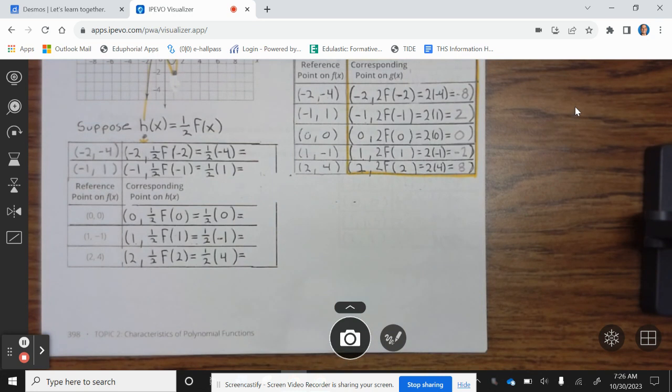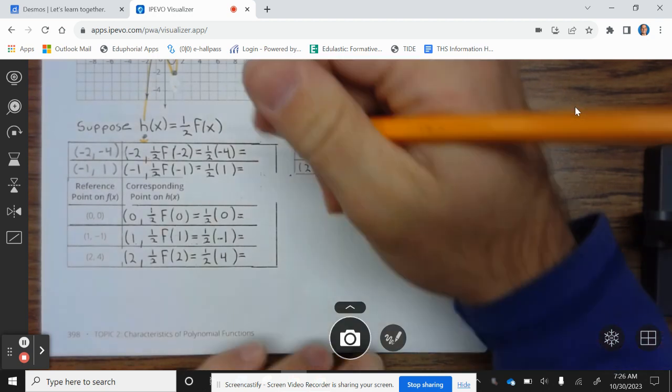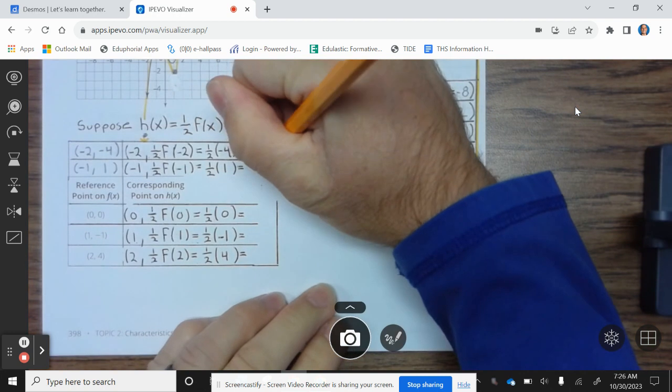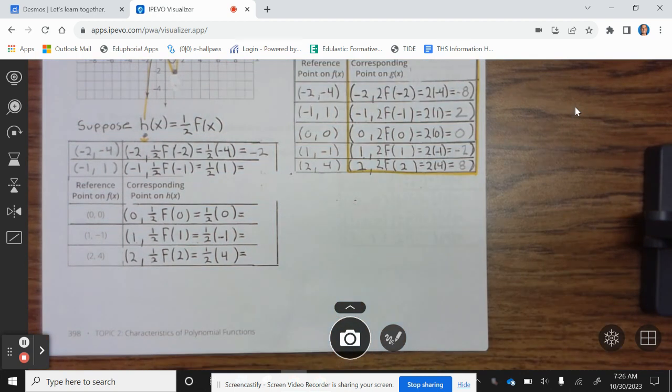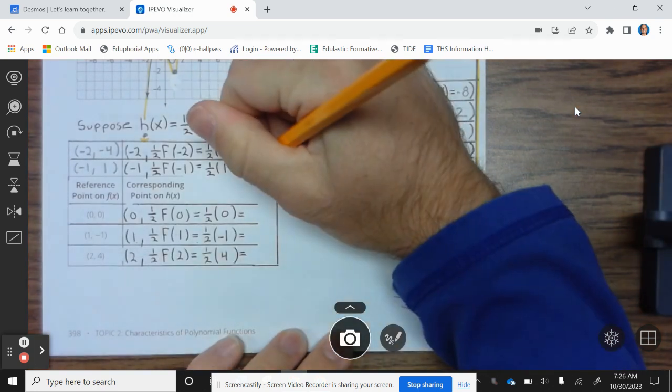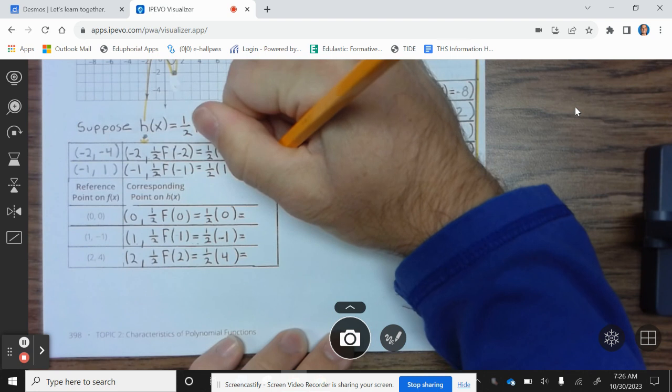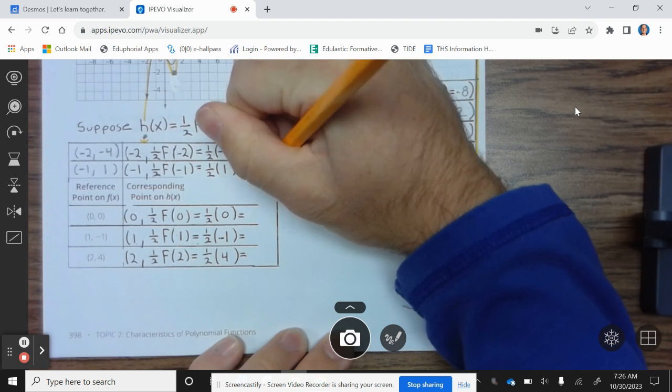Suppose h of x equals 1 half f of x. When the reference point is negative 2, negative 4, the corresponding point is negative 2, 1 half of f of negative 2 equals 1 half of negative 4, which equals negative 2. When the reference point is negative 1, 1, the corresponding point of h of x is negative 1, 1 half of f of negative 1, which is 1 half of 1, which is 0.5.